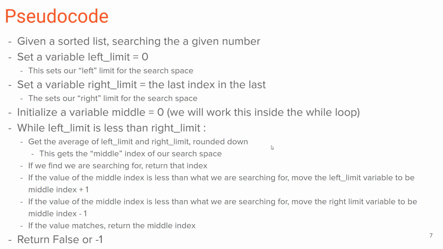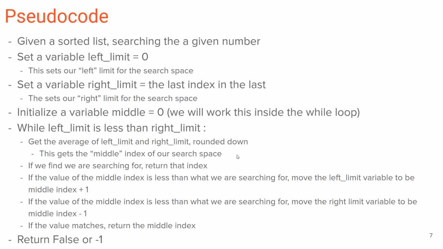So while left limit is less than right limit, we get the average of the left limit and the right limit rounded down. This is basically going to give me the middle index. All this step is really doing is finding the middle between the left limit and the right limit, because that's how this algorithm works. We're going to take our whole search space, look at the middle of it, do a check, and then move our search space left or right based on that. So I have to find the middle. The way you find the middle is you take the left limit, add the right limit, and then divide by 2 and round it down. And you'll see that in a second.